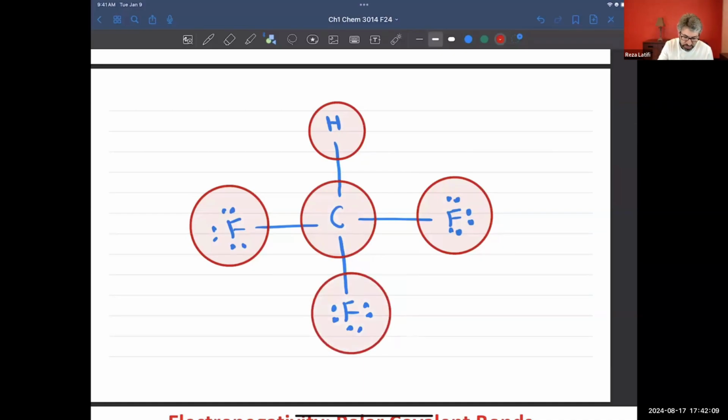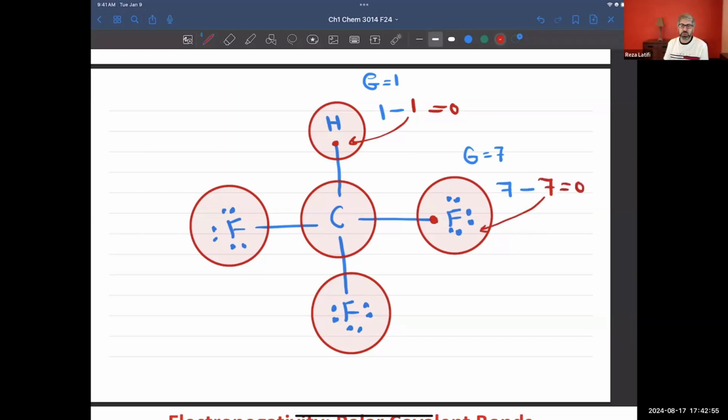Next, how many electrons inside the circle do I see? I see only 1. Hydrogen is a group 1, so say 1 minus. Next, how many electrons inside the circle do I see? I see only 1. So 1 minus 1, that's going to be 0. Next, fluorine is a group 7, so you will say 7 minus. How many electrons here do I see? Include this one in your calculation. 6 plus 1, that's going to be 7. So it will be 7 minus 7, 0. And you repeat this for the rest of the fluorines.